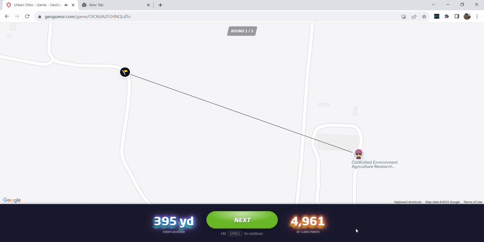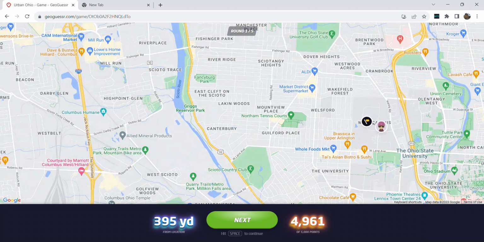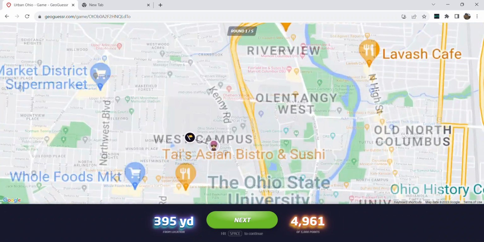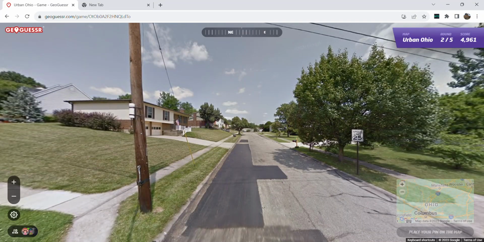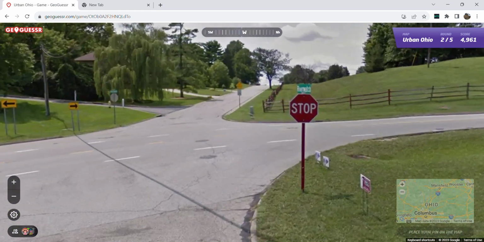Okay, right on the other little road bending there. There's no way I could have really foreseen that, I don't think, but a 4961. Yeah, I was initially really weirded out by that round, but we were on West Campus of Ohio State University.